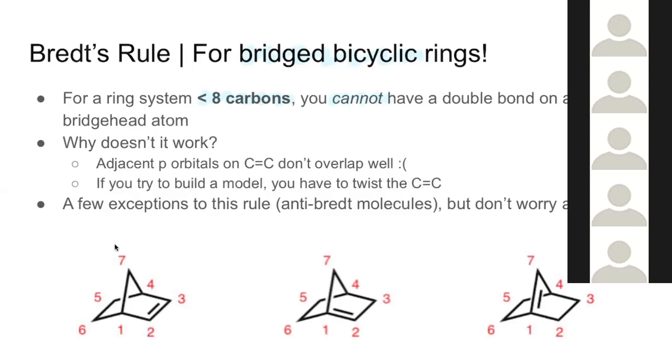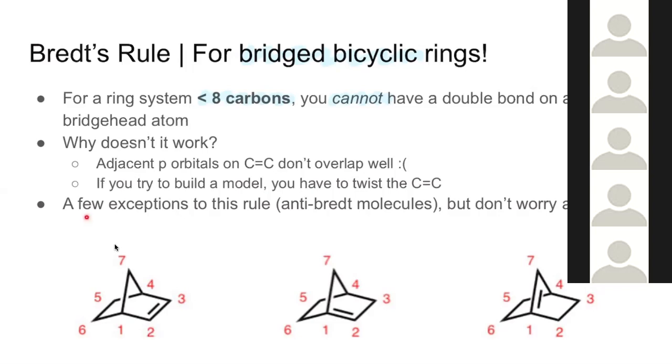It's easier to see with the model kit, which unfortunately I don't have at the moment. But basically, if you tried to build it with a model kit, you'd have some ring strain, and you'd also have to twist the double bond, which would break your structure. The actual chemistry reason is that when you have those two double-bonded carbons, their adjacent p orbitals don't overlap very well, and you need that overlap to have the pi bond that a double bond needs. So unfortunately, that does not work very well.